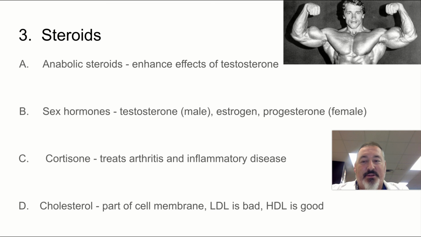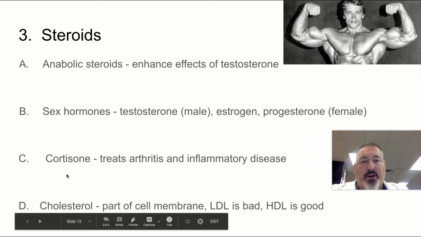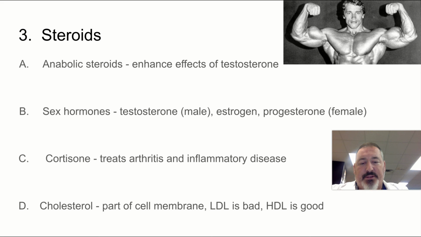effects of testosterone. So sex hormones like testosterone, estrogen, and progesterone are all steroid hormones. And you may think, well, not all people are really looking like Arnold there. That's right. That took a lot of work. And if you're using steroids, it's still going to take a lot of work. You can look at another type of steroid like cortisone. This is going to be used to treat things like inflammation as well as arthritis.